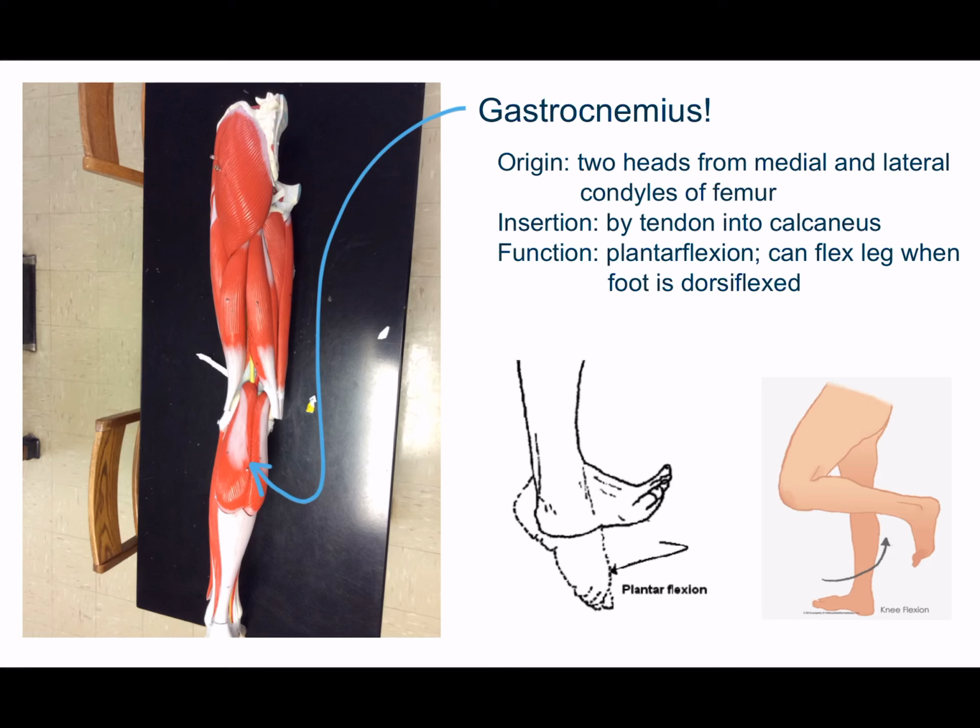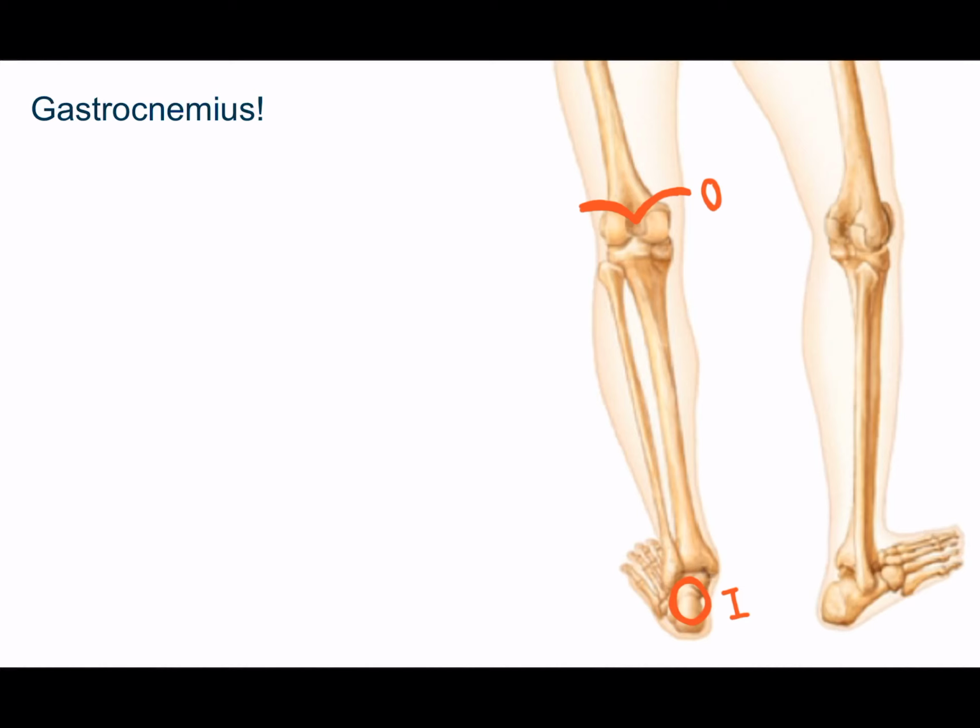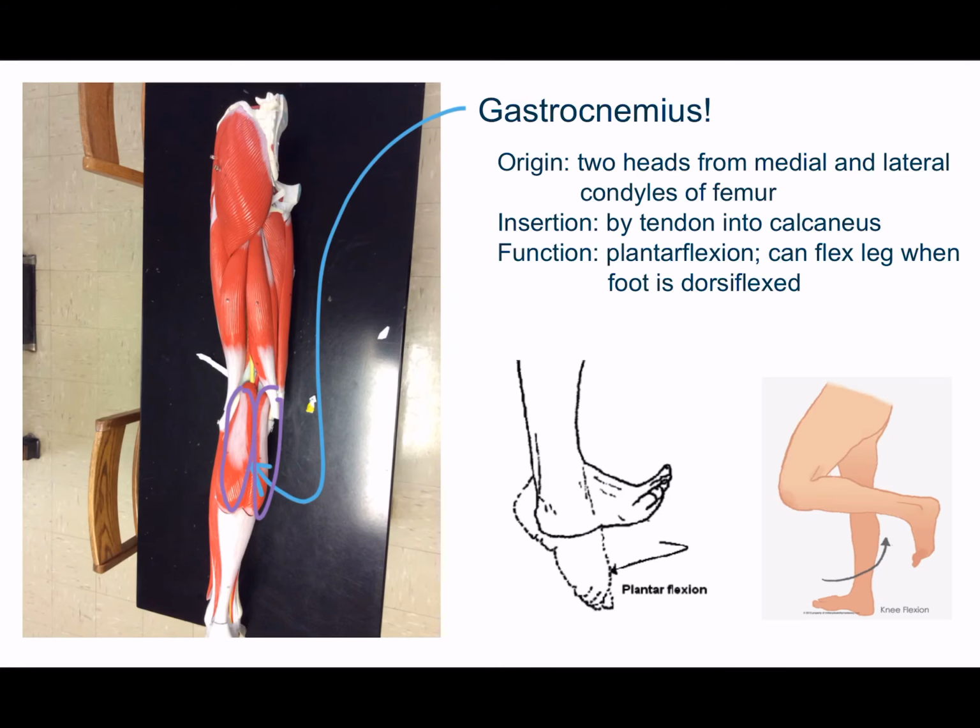I like to think of it because the muscle's got like a huge belly, so gastro, and it's a big muscle belly. It originates from two heads, so you see how there are two heads. The medial and lateral condyles of the femur, which you can see on the skeletal model. I'll just go ahead and show you. See, it's going to wrap around, kind of, right there on the medial and lateral condyles.